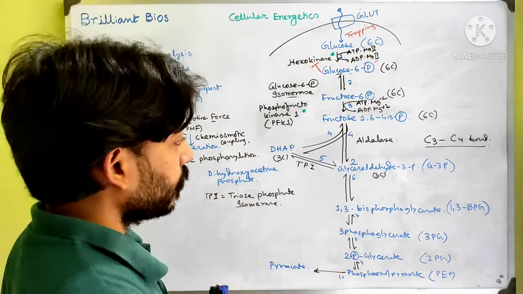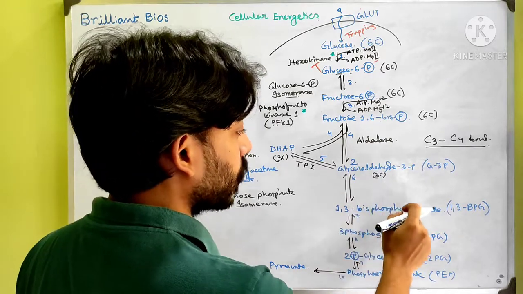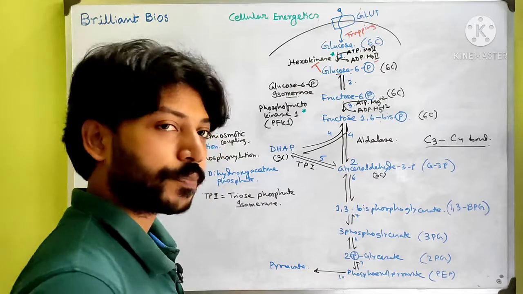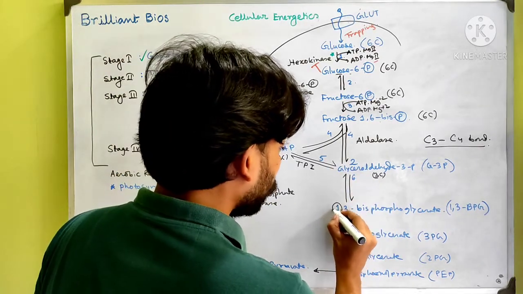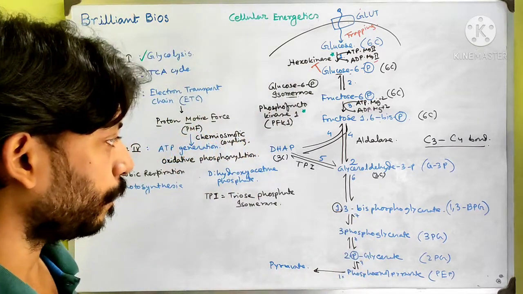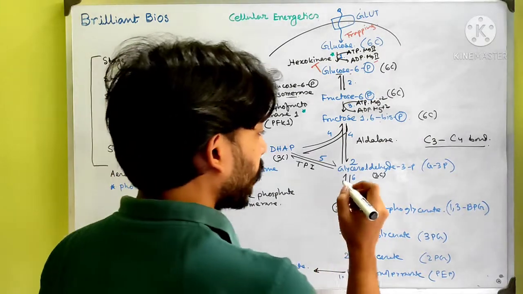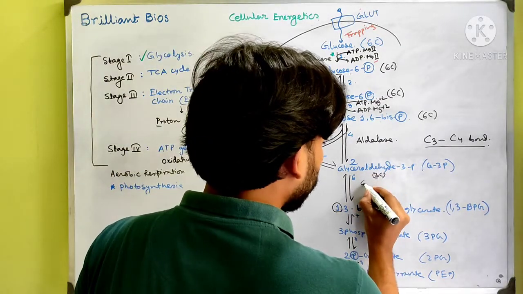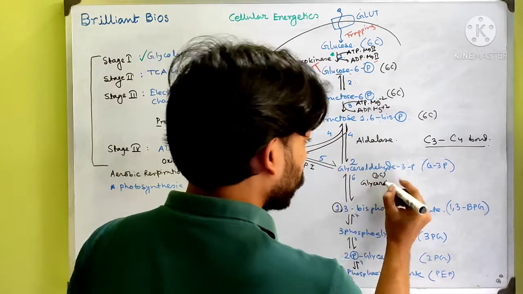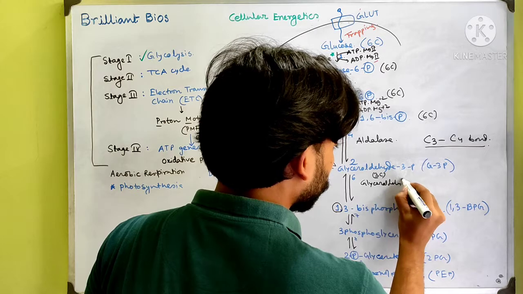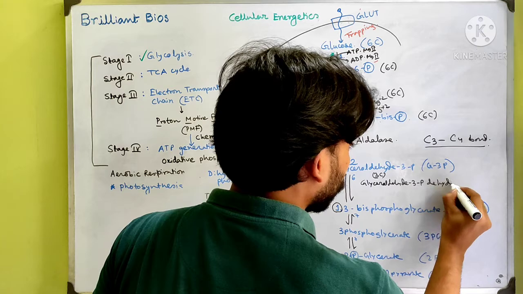So what is happening here? 2 glyceraldehyde 3-phosphate is converted into 1,3-bisphosphoglycerate, 1,3-BPG. Another, you can say that here a phosphate group is added to the 1 number carbon. So the reaction should add some phosphate group. Enzyme name, yes, enzyme name is glyceraldehyde 3-phosphate dehydrogenase. Okay, dehydrogenase.